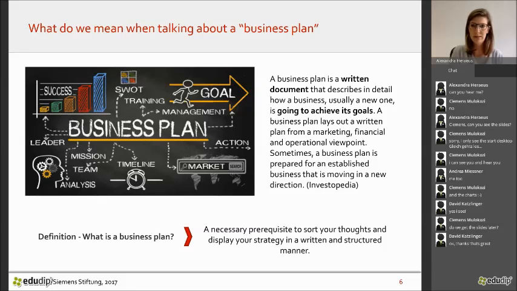The one is that it's actually a document. So disregarding what you will do when you do a business plan, at the end it will be some kind of document. So it definitely has the part of writing something down and having something at the end that you hold in your hands.